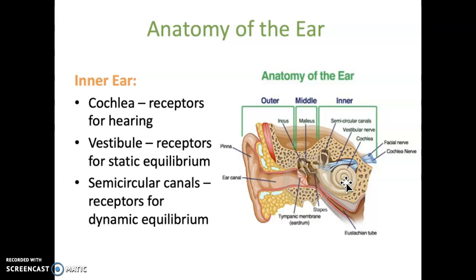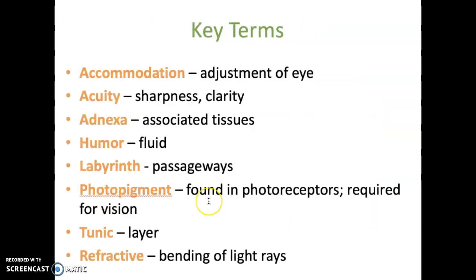Okay, so some key terms associated with hearing, equilibrium, and vision are accommodation. Accommodation is the adjustment of the eye for various distances to allow light to fall right on the retina of the eye. Acuity refers to sharpness of vision.